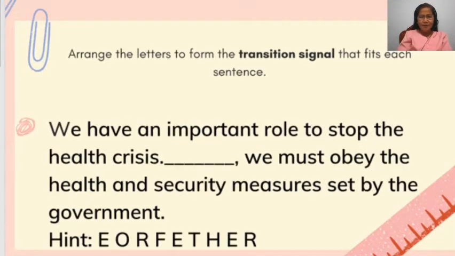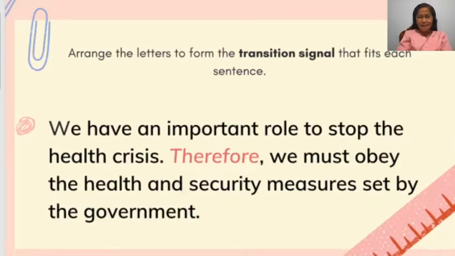Next. We have an important rule to stop the health crisis. We must obey the health and security measures set by the government. What's your answer? Very good. The answer is, therefore. We have an important rule to stop the health crisis. Therefore, we must obey the health and security measures set by the government.